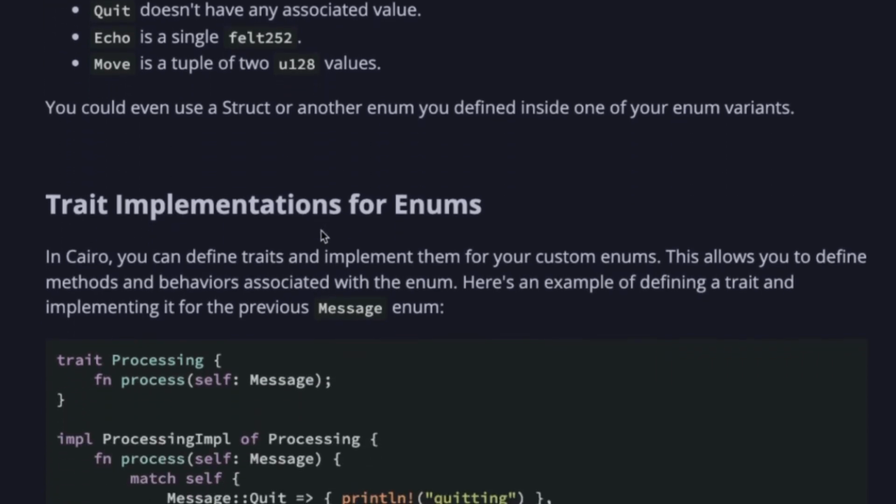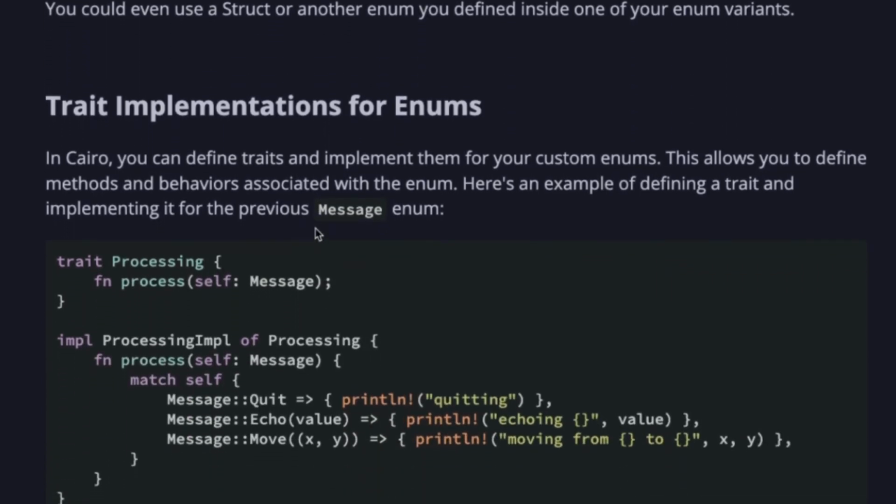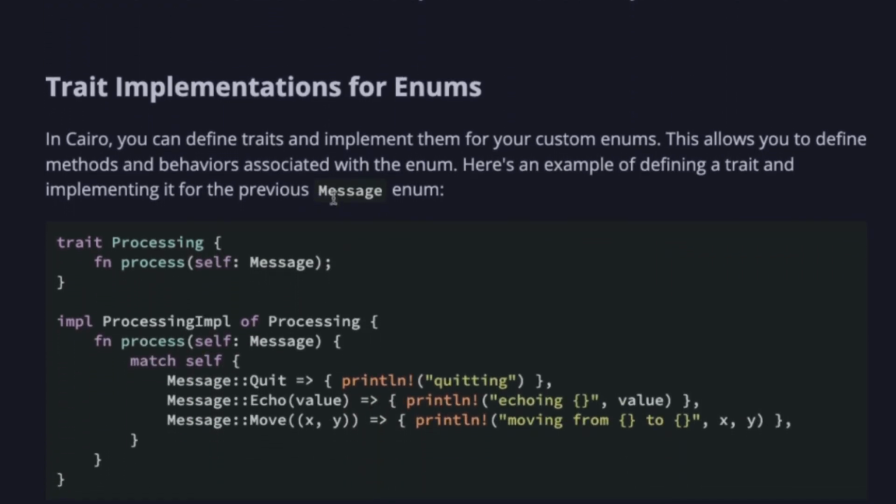But because of time, the next thing we're going to be looking at is how you can write trait implementations for enums. In the last episode we looked at how you could define custom implementations on traits for custom data types such as structs. You can do something similar for enums. So let's hop into our code editor and see how you achieve something like that.